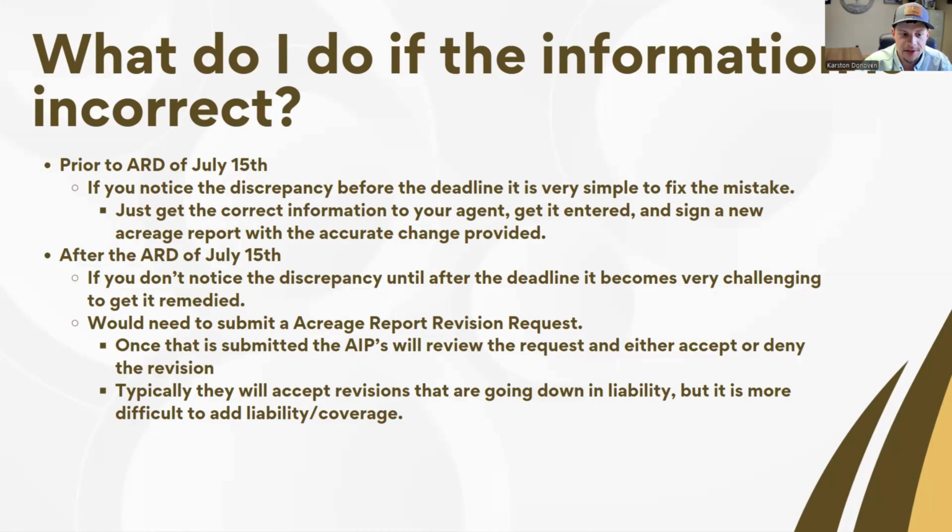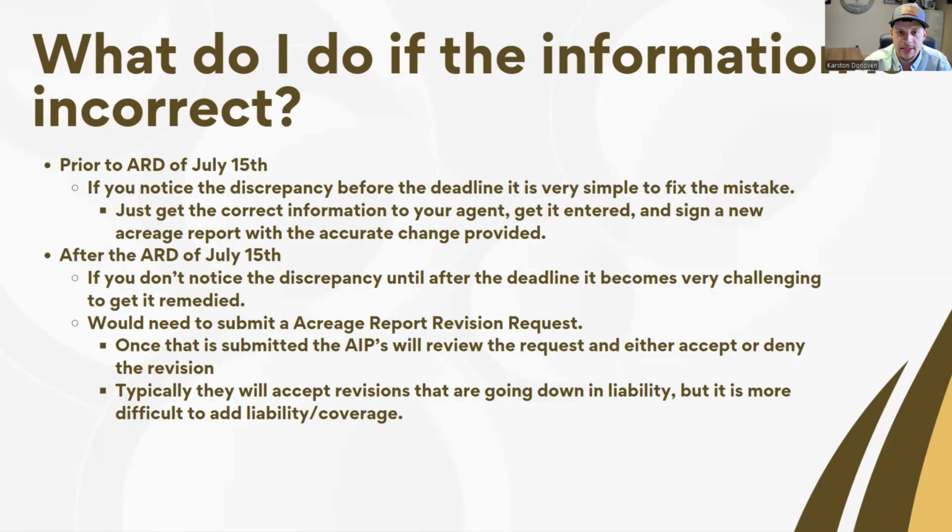If you find it after July 15th, that's when things get really difficult. What you would have to do if it's after the deadline would be submit a revision request. And in order to do that, you'll fill out the information correctly, mark it as revision, you and your agent sign, and that gets sent to the AIP or the carrier. And then they basically will review that request and either accept or deny the revision.